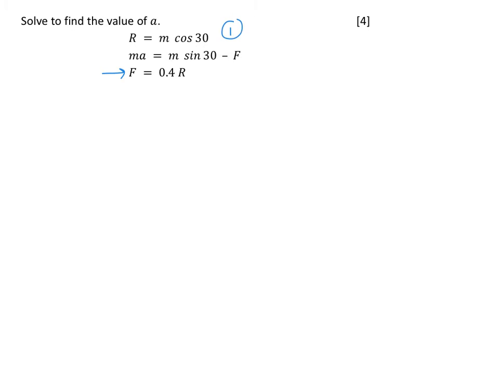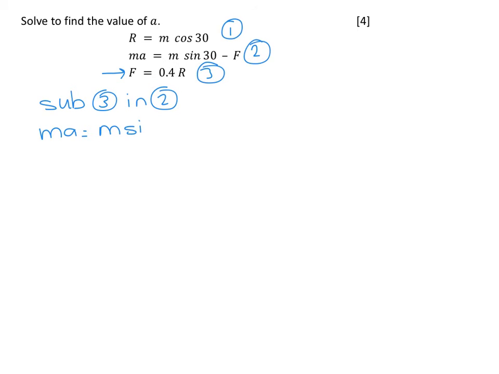So just to make it nice and clear, equation 1, equation 2 and equation 3. So first of all I'm going to sub 3 into 2. So now I've got ma equals m sine 30 minus 0.4r. I've still got far too many variables in this. I've got m, I've got a, and I've got r.